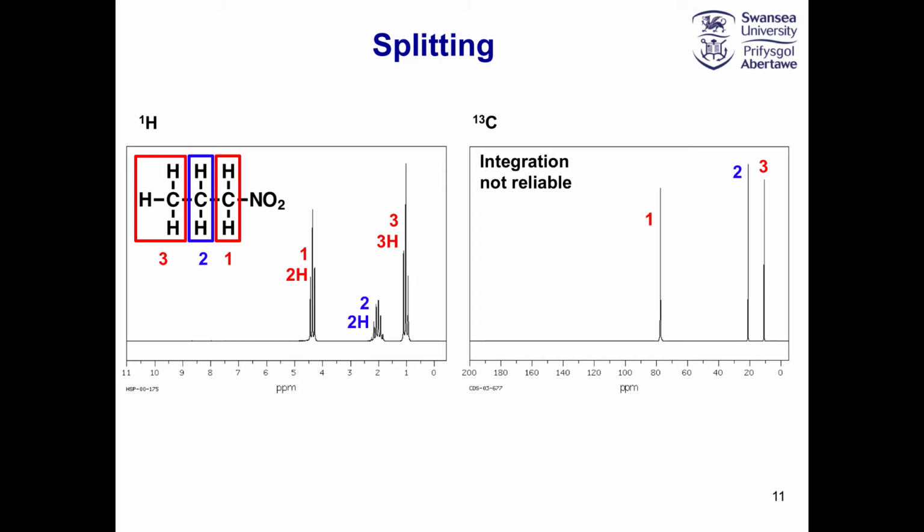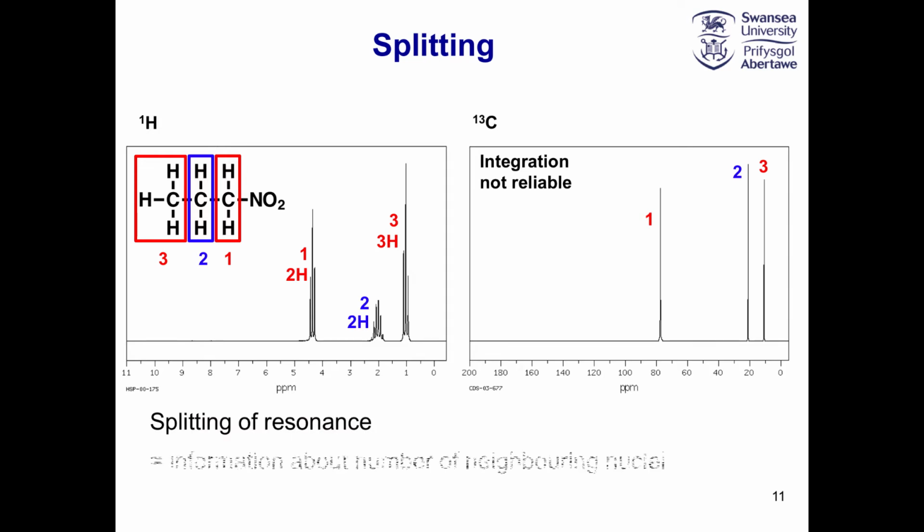Finally, we come to the most powerful piece of information from NMR, the splitting of the resonances. This tells us about the number of nuclei neighbouring those causing the resonance. This in turn allows us in many cases to piece together the entire structure of a molecule. This resonance, for example, is split into 3 lines, a triplet. This tells us that the hydrogens causing this resonance are next to 2 other hydrogens, no more and no less. So this group must be next to this group.